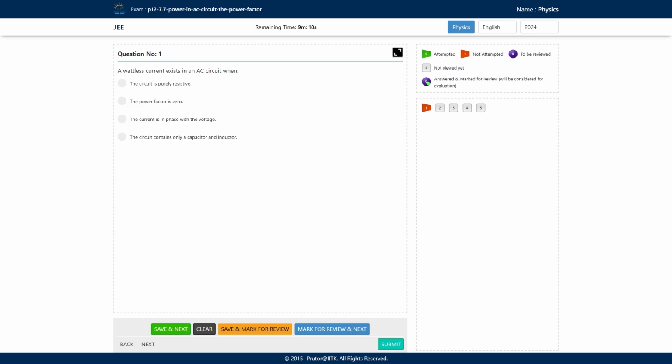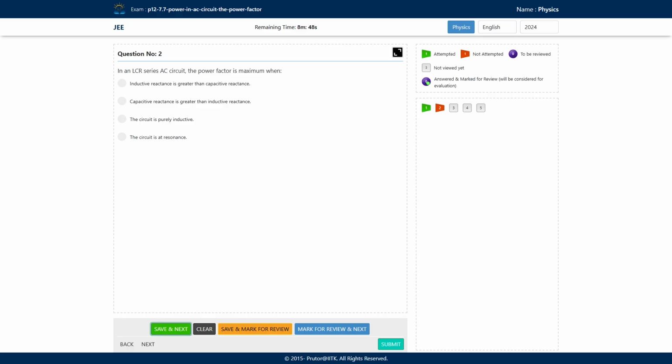So what is wattless current? Due to wattless current, there is no average power loss in the circuit. So what is this condition? In which type of circuit? Purely resistive, when power factor is 0, current is in phase with voltage, or circuit contains only a capacitor and inductor. Yes, D. Everyone should write their answers.